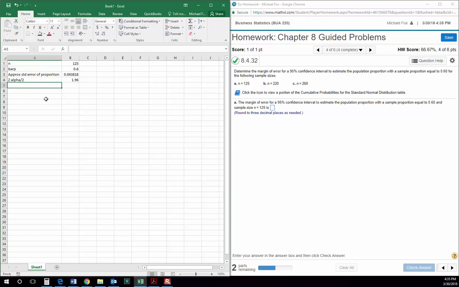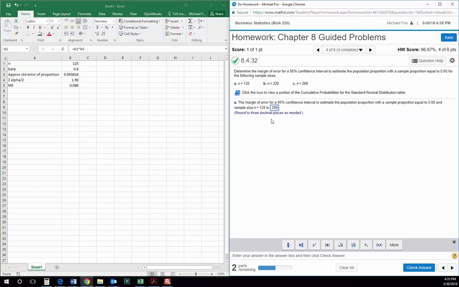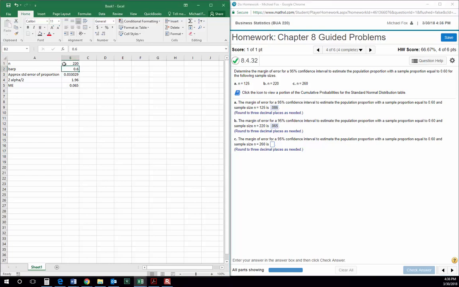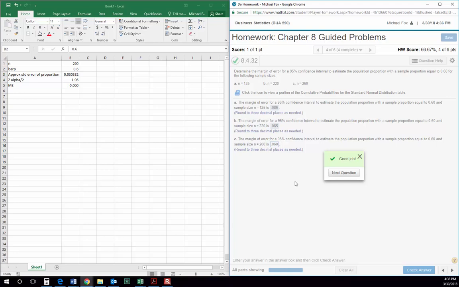So now to find our margin of error, we just take our standard error of the proportion times our z alpha divided by 2. And I think this one wants us to do 3 decimal places. So that's going to be 0.086. Then for n is 220, I can just come up here and change n, because now all my formulas are good. So my margin of error is 0.065. And then when n is 260, our margin of error is 0.060. So same idea, we can see that our margin of error decreases as our sample size increases.